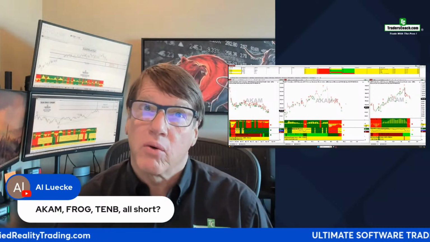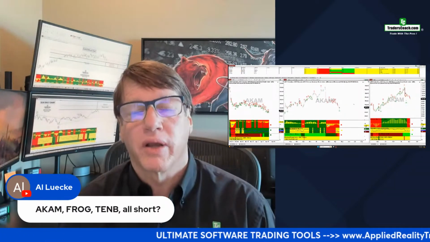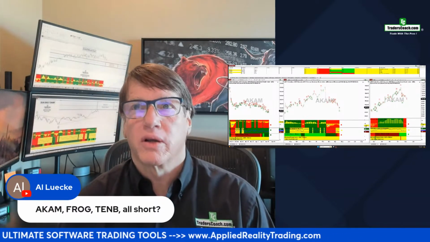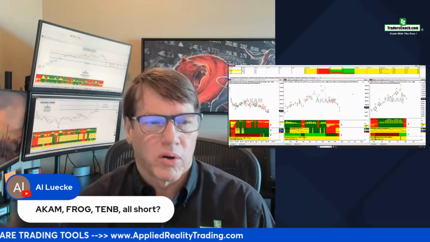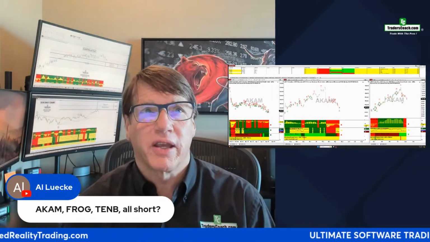AKAM. Let's take a look at that and see what's cooking. All right, so all short, okay. Are you short now, or are you considering all short? A little late to get all short, okay. The short position should have been taken a while ago, so I don't know if you're currently short or you're thinking about it. So if you're thinking about it, I'll answer it in two ways.